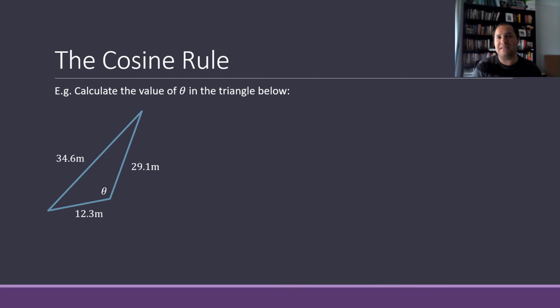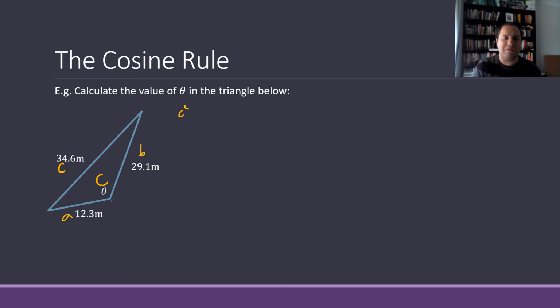All right, students, so in this example, we're going to find out the size of an angle, given the other sides. So C is always our angle, big C. Little c will be the side opposite. A and B are either side of our included angle here.